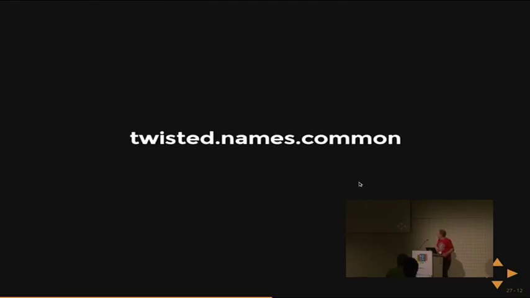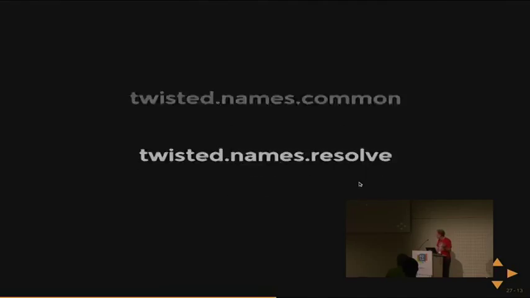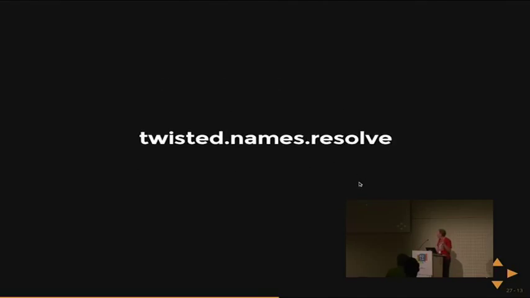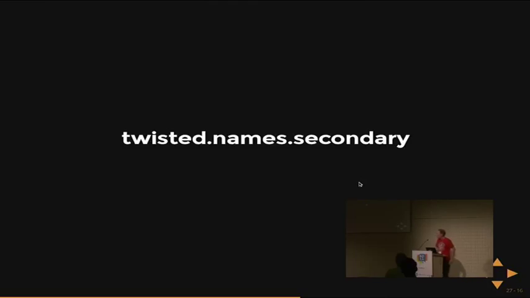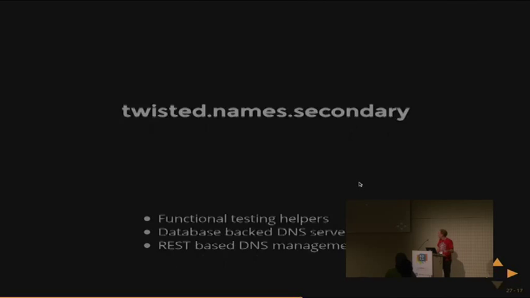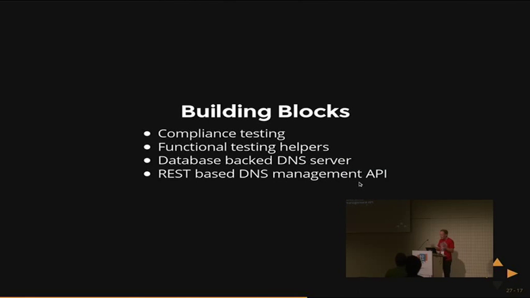There's a bunch of other modules which I'll have to skip through. Common contains some helpers and some APIs common to all of the Twisted clients and servers. Resolve, I won't go into. Cache is about caching the responses to queries. Root is about doing recursive DNS resolution, which Lynn talked about in her talk. Secondary is about transferring zones and serving them authoritatively from another authoritative server, which some of you may be familiar with. And the point I wanted to make by describing all of these is that all of these building blocks can be put together in interesting ways. And I've done a couple of examples of this on the website.